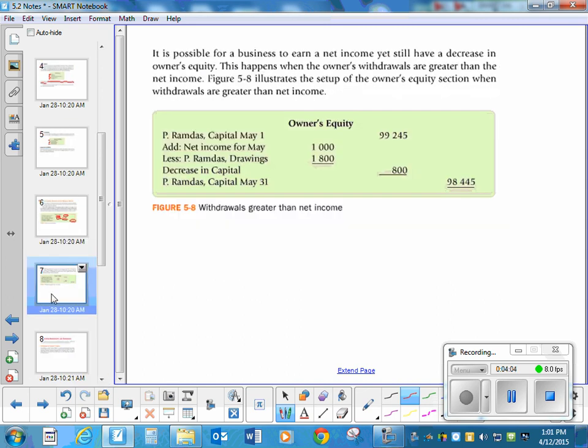Okay, sometimes your company will have a net income. So this is what you're starting with. You have a net income. You took a drawing of $1,800. You need to subtract these two to come up with the change, and it's a decrease because you took out more than you made, and therefore your total balance of your capital would be that value there.